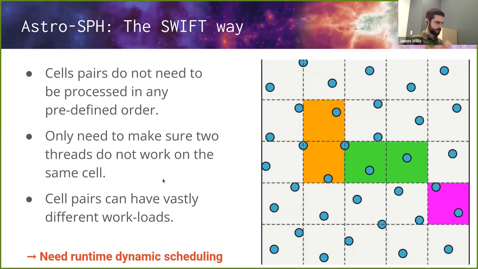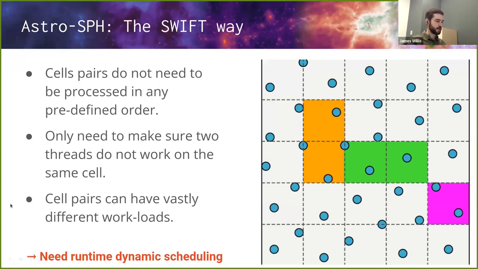And what this means is any of the cell pair interactions or the self tasks do not need to be computed in a specific order. We don't need to have a predefined order. So this helps us when we come to schedule these tasks on the CPU. The only condition that we need to make sure of is that no two threads are acting on the same cell at the same time, because then we'll face race conditions, and that will make the answer incorrect.